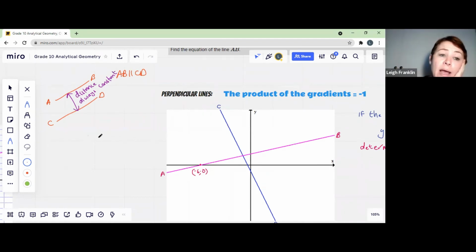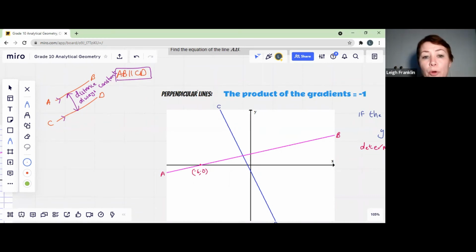All right. And we indicate that lines are parallel in maths by drawing arrows on the line. Okay, and then this is how we would write it over here. So if I wanted to write AB parallel to CD, this is the form in which it would take. Okay, I'd write it like that, AB parallel to CD.